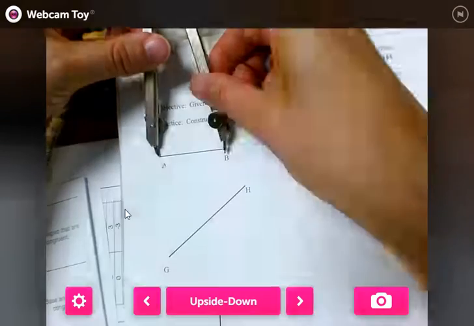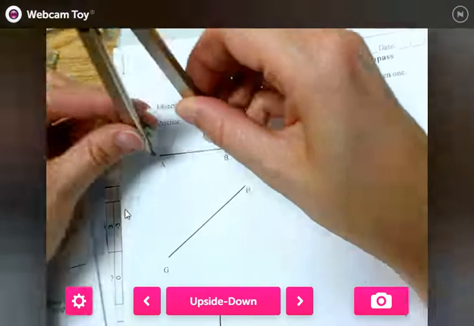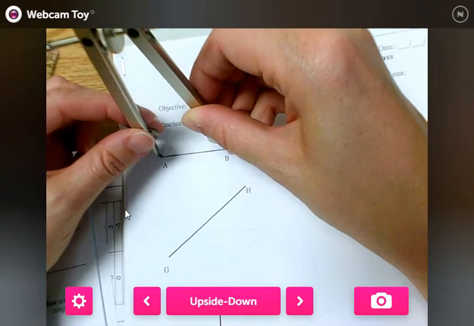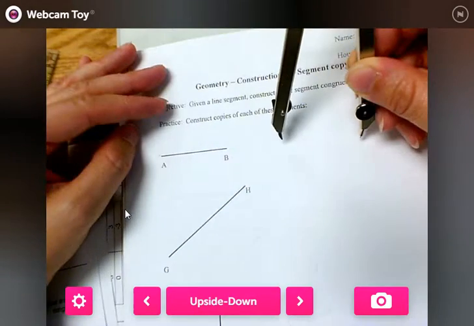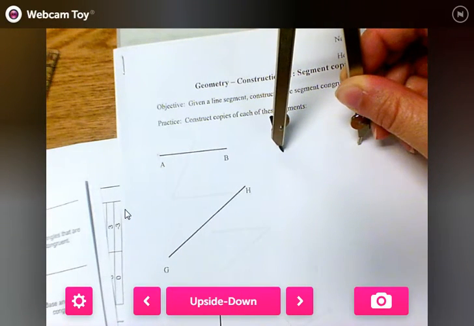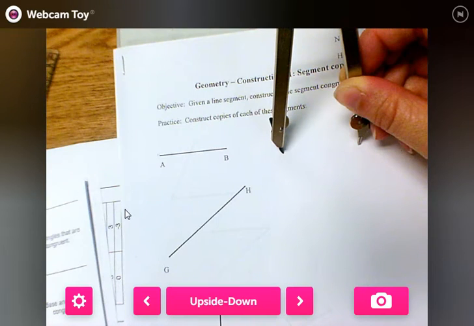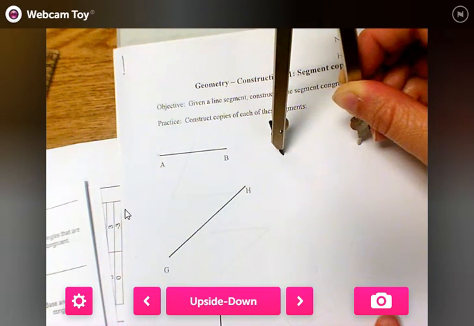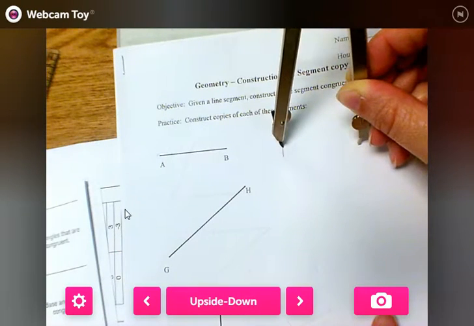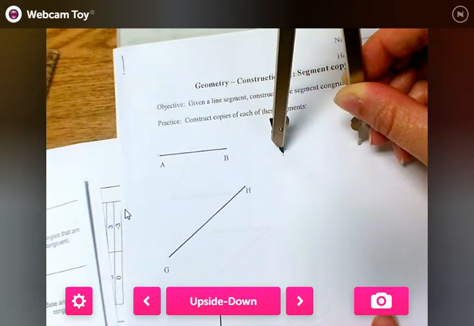Now I'm going to put my compass straight up and down to make sure it is exactly that big. And then I'm going to move the whole thing to the side. I moved it to the side. See how my compass stayed the same width, open to the same amount, and I moved it to the side. Then I'm going to make a little arc, not a whole circle like we did on the back, but just a little arc.